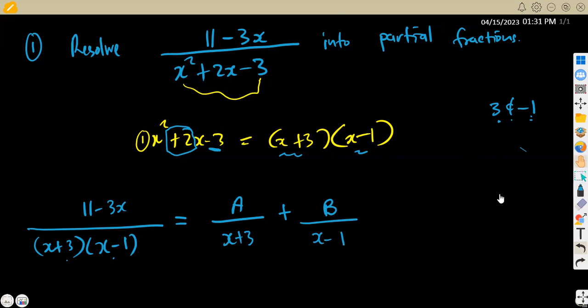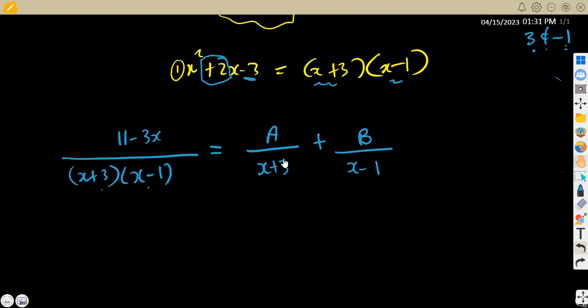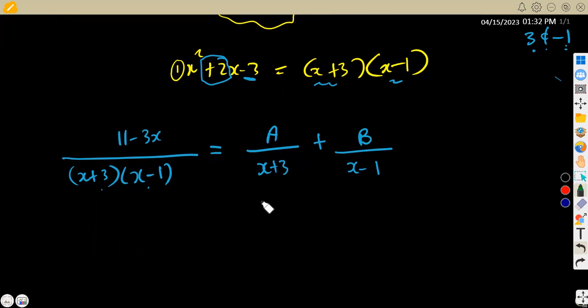So this is an equation that you are going to solve for A and B, because we are saying this can be written as A over x plus 3 plus B over x minus 1. So these two are equal. If they are equal, let us solve for A and B. How are we going to do this? In a normal consideration, we're supposed to actually divide, but do not waste your time like that. Just equate 11 minus 3x in this case. So this is going to be 11 minus 3x is equal to.